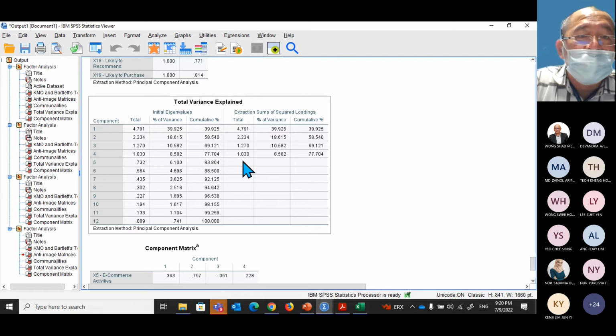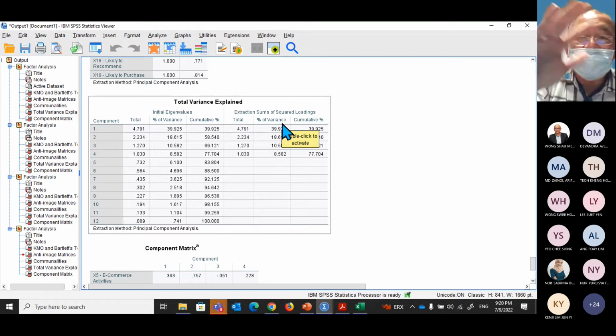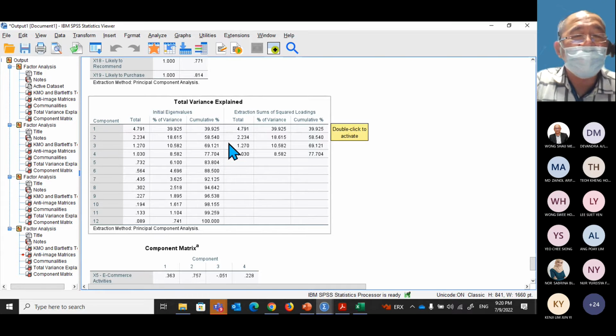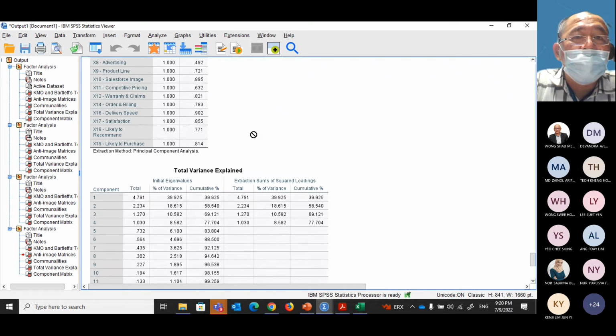Of course, the right side, the 3 columns, is the extraction, which means the extracted sums of squared loadings. It's the same thing as the first 4 here, but easier for us to read. You see, 69.121, 69.121. It's really the same thing.